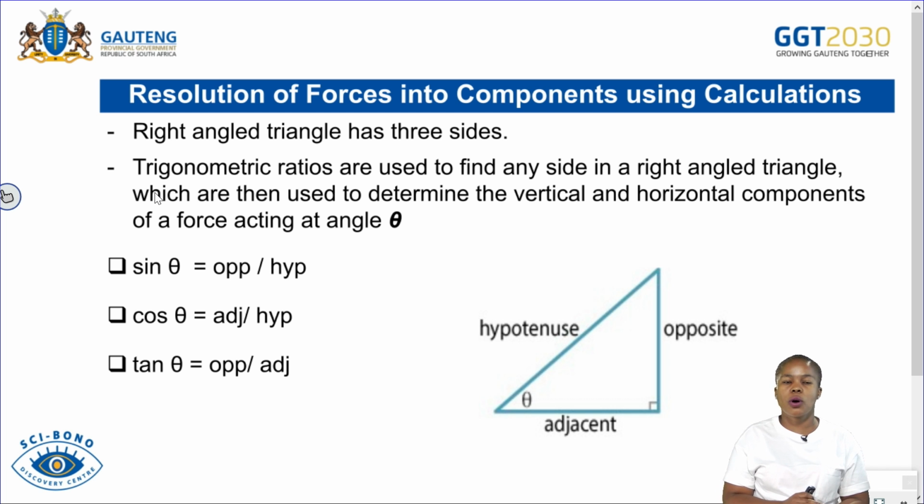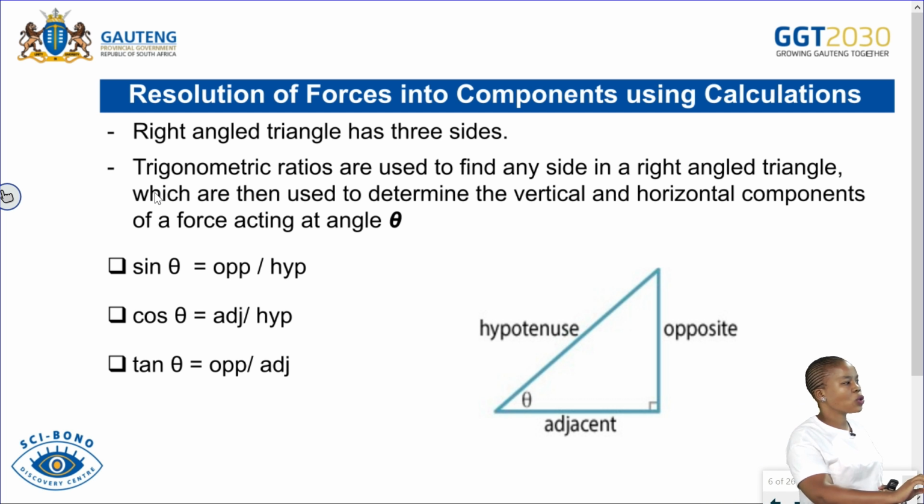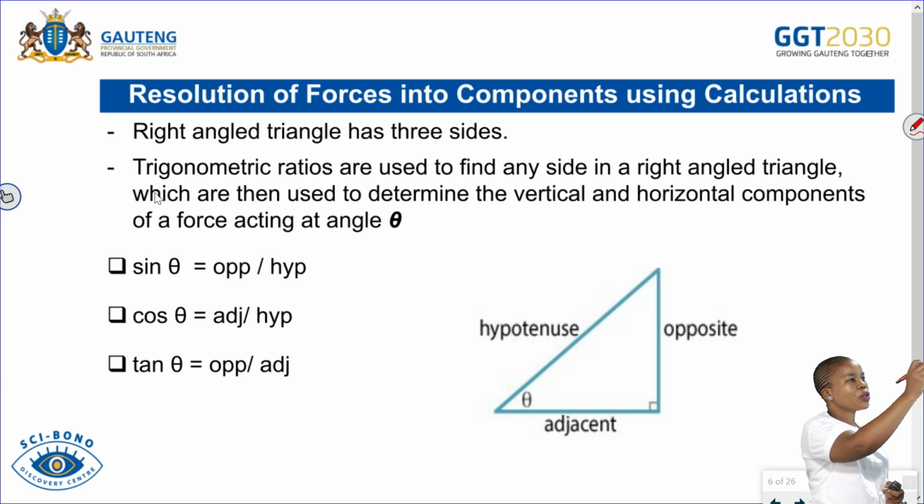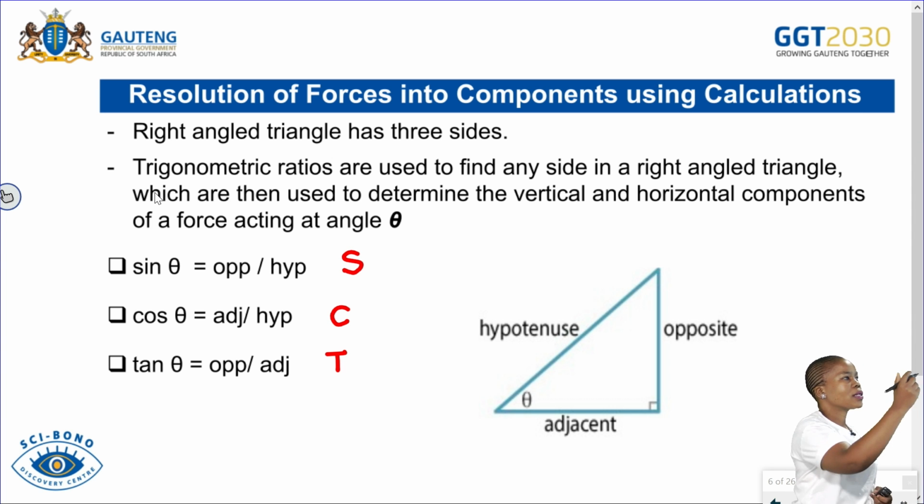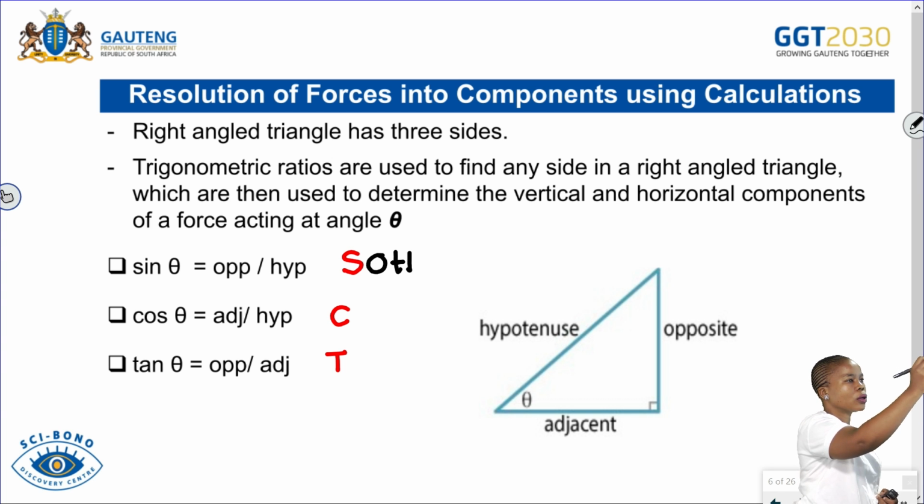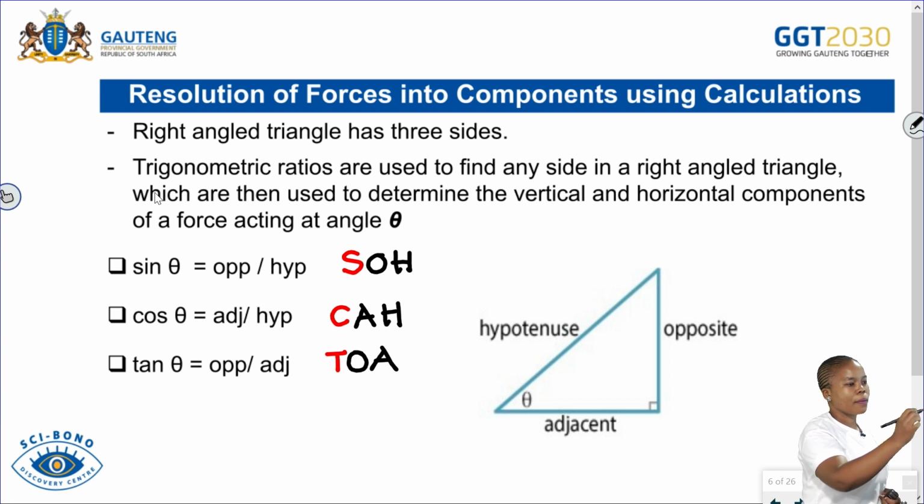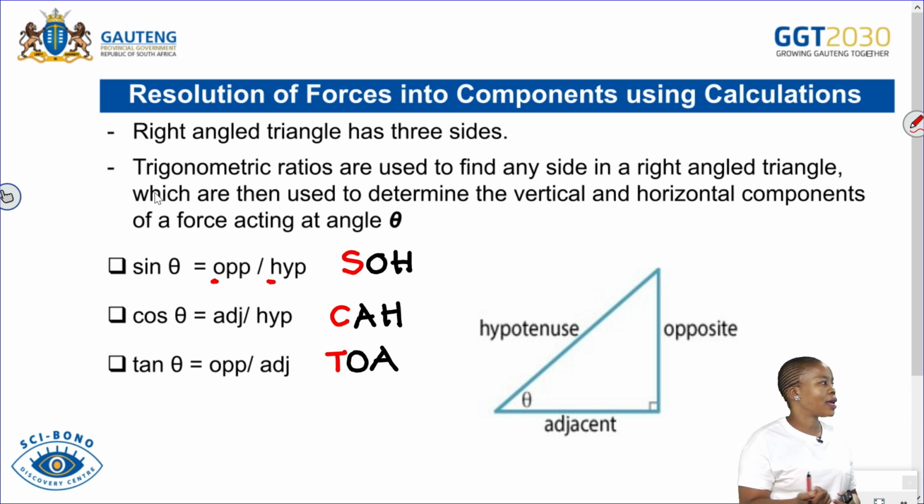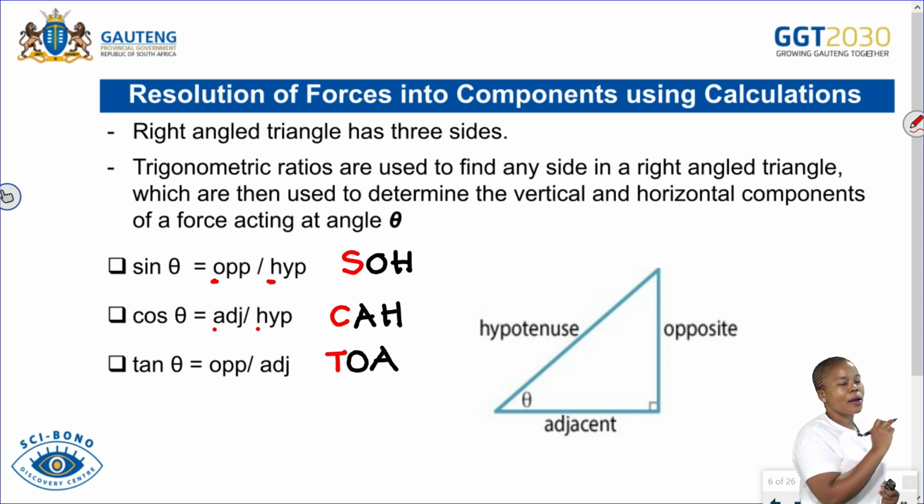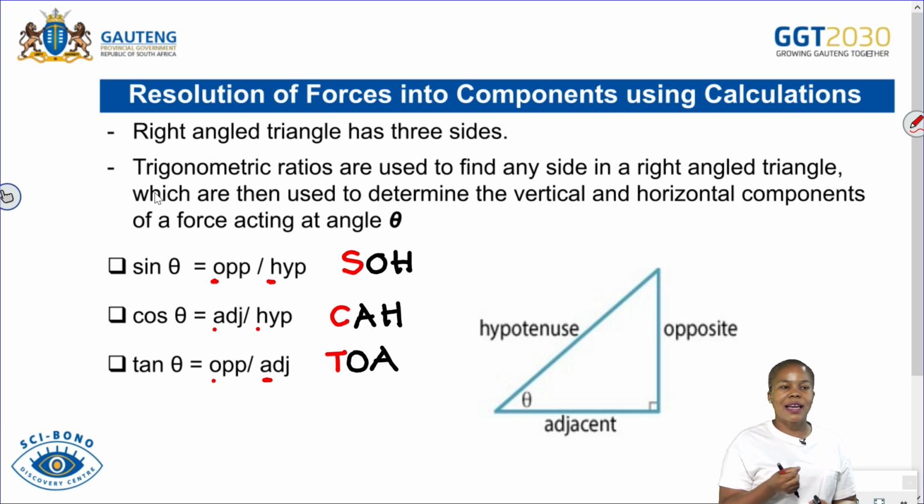Let's look now. There are 3 of them. By abbreviation, we call them SOHCAHTOA. Write them in red so that it's easy for you to see. SOH CAH TOA is simply a representation of this: sine is opposite over hypotenuse, cosine is adjacent over hypotenuse, and tangent is opposite over adjacent.